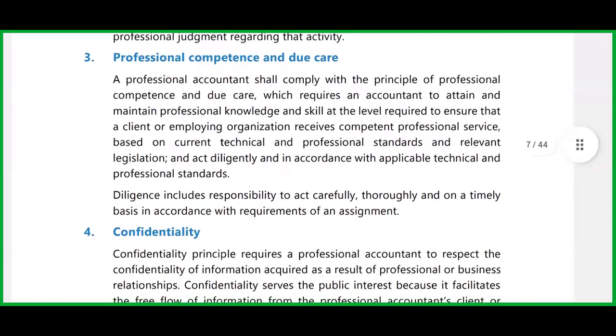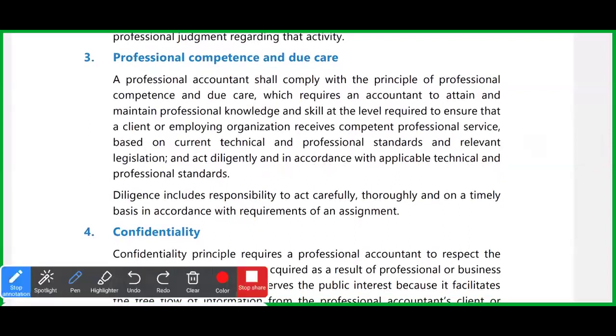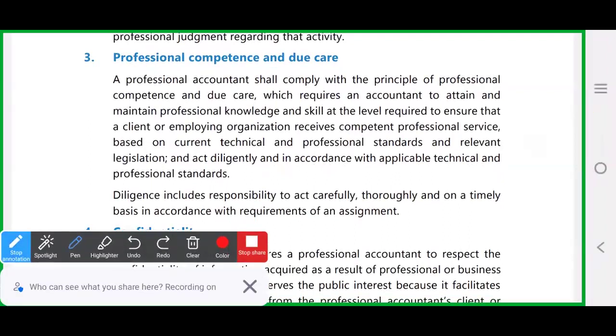Next is professional competence and due care. Here, a professional accountant should comply with the principle of professional competence and due care. That is, he has to maintain professional knowledge and skill at the level required. Along with that, he has to apply technical and professional standards as well. Again, diligence includes the responsibility to act carefully, thoroughly, and on a timely basis.